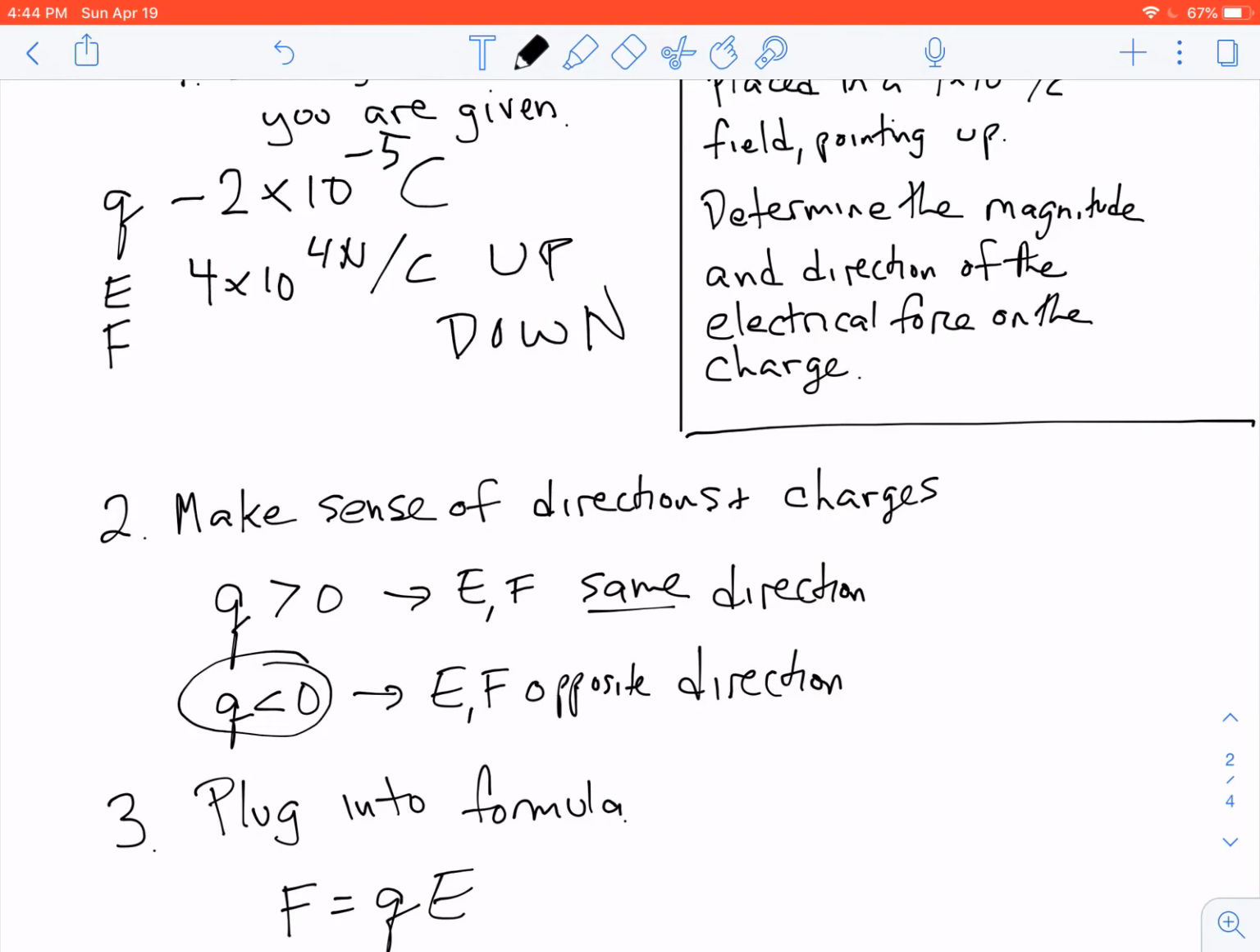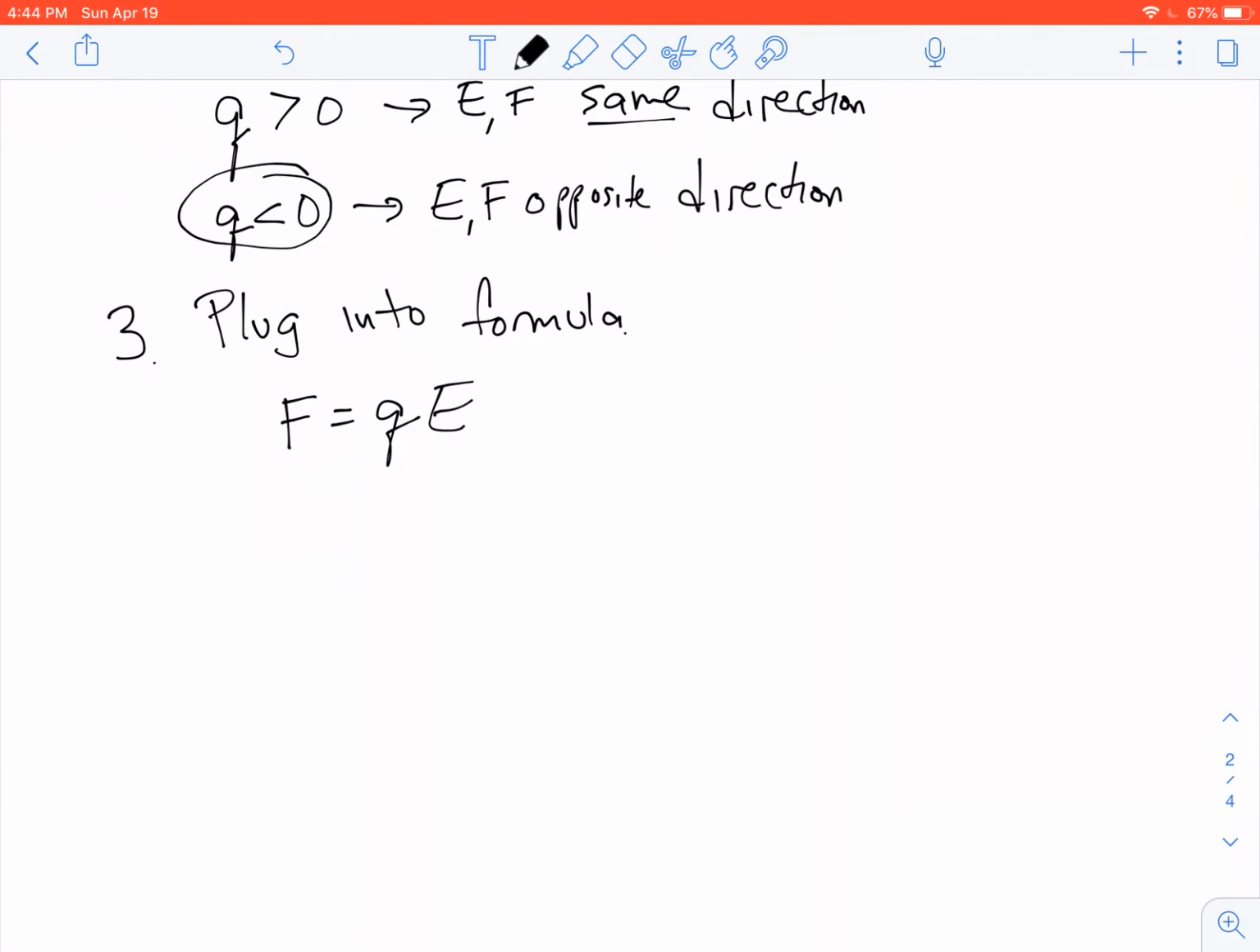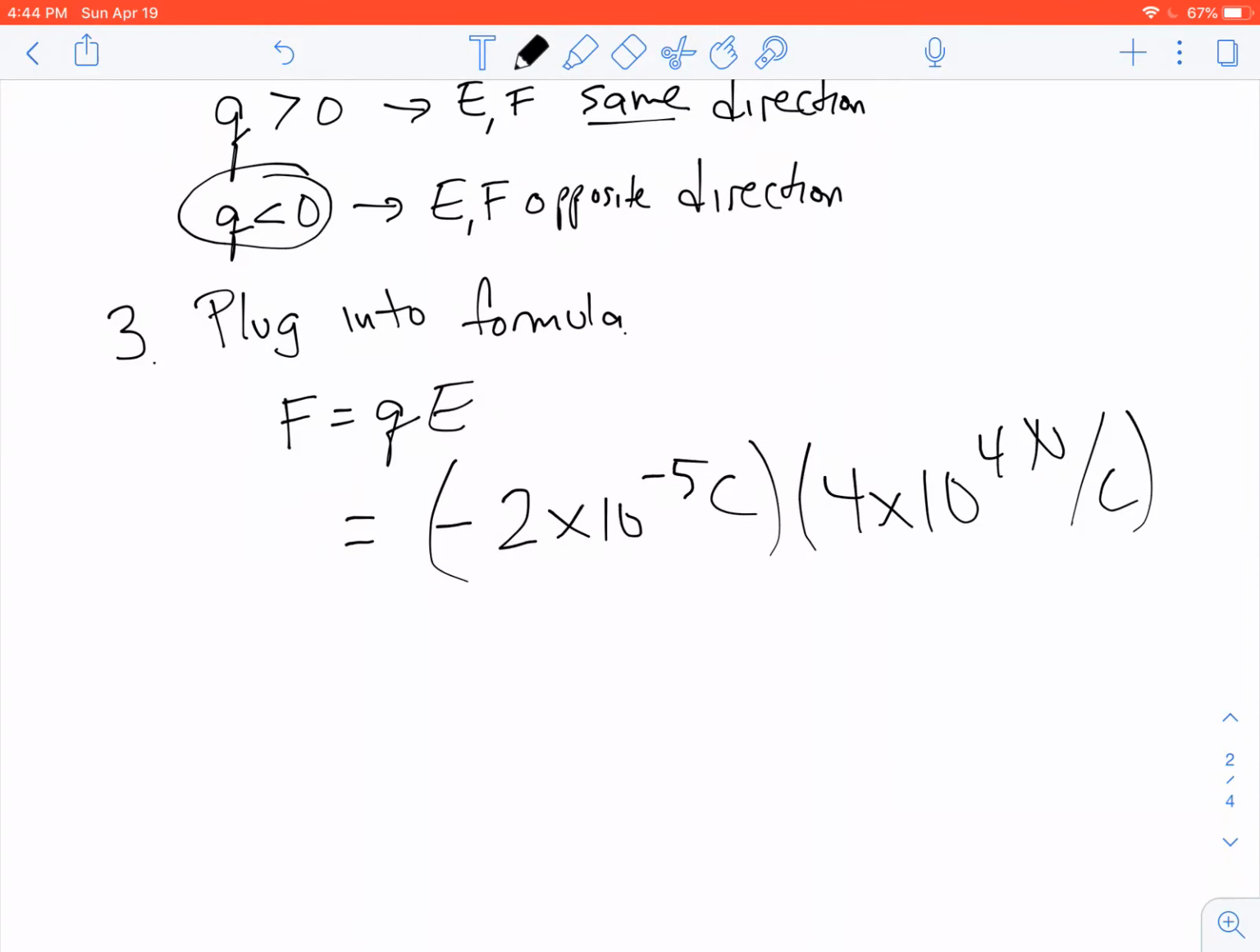All right, so now we're going to plug into the formula, F equals QE. We have minus 2 times 10 to the minus 5 coulombs times 4 times 10 to the 4th newtons per coulomb. We multiply them together, we get minus 0.8 newtons.